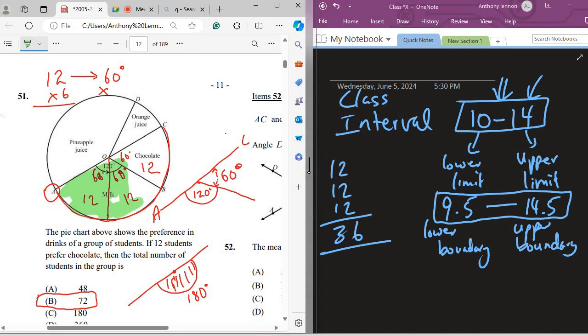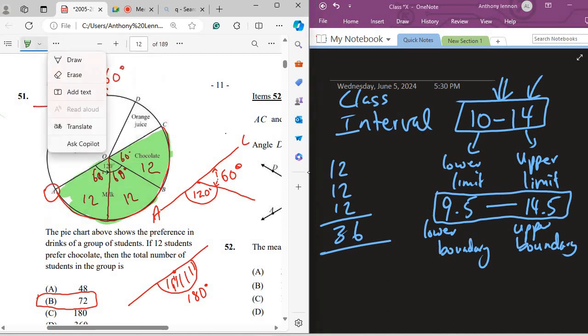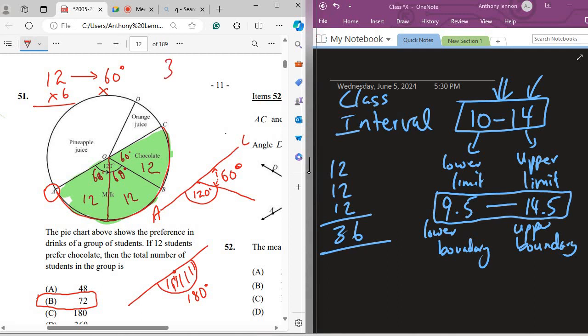Exactly. If this half over here has 36 students, then the other half must have the same amount, logically, right? So 36 students, the other half will be 36. And what's 36 plus 36? 72. Yeah, 72. That's it.